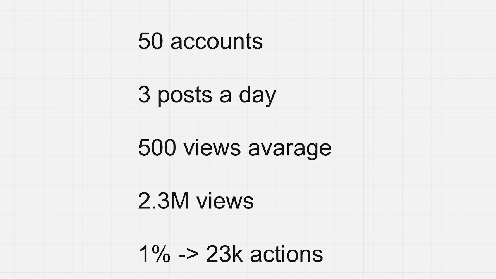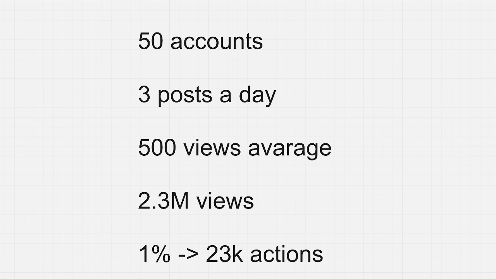So, let's say you have 50 accounts, 3 posts a day, averaging 500 views per reel. That's 2.3 million views. Now, 1% of that visiting your profile are 23,000 profile visits. And you can probably imagine what that will do to your brand or product. It's absolutely great. And this can bring you from 0 to 10K months very easily on just 50 accounts with 500 views on average.